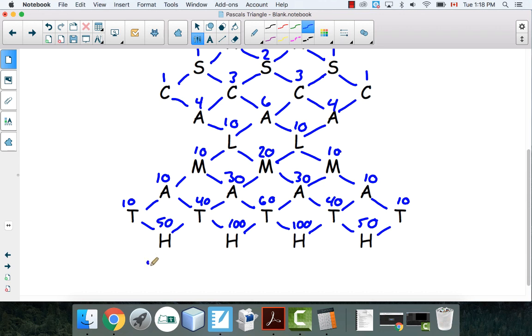Because this is an OR situation, I need to add these. So the total number of routes to get to an H is 50 plus 100 plus 100 plus 50, which is going to equal 300 ways. So 300 different ways of spelling out Pascal math.